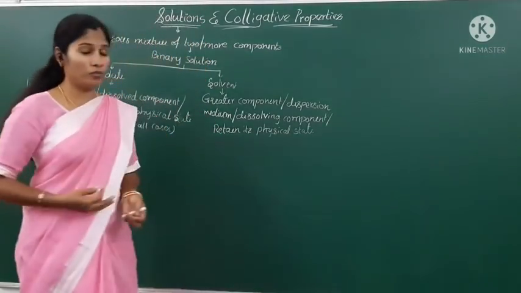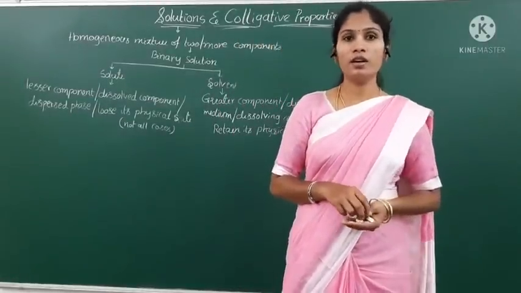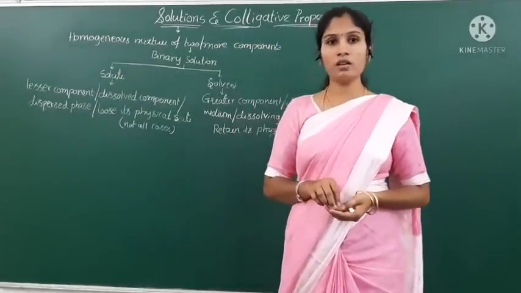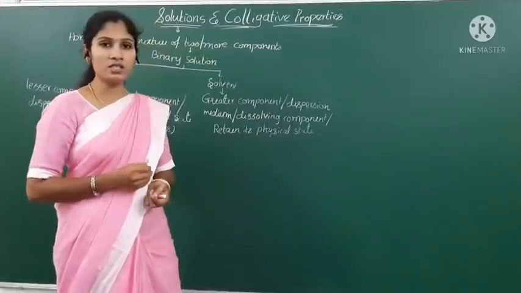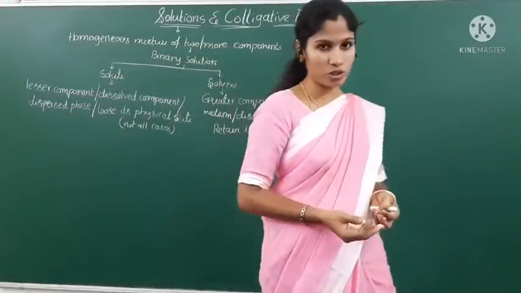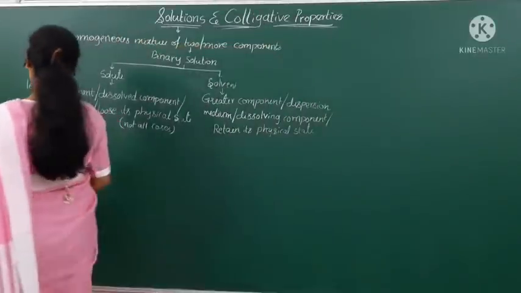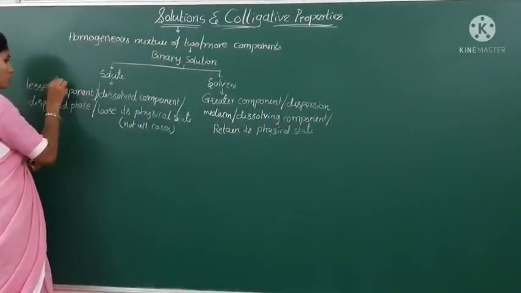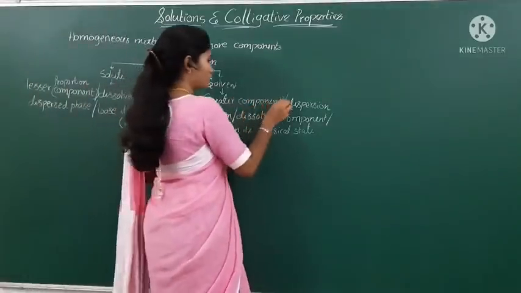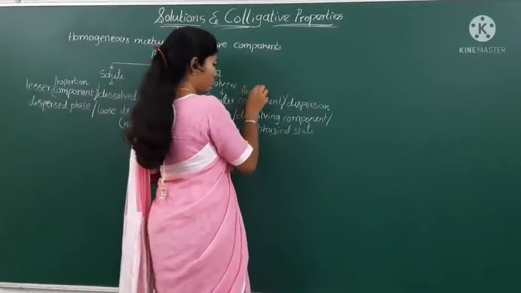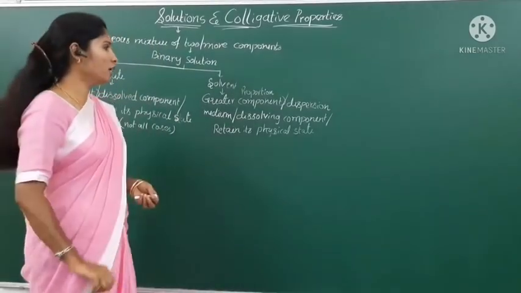Next, give some examples of a solution. Salt dissolved in water and sugar dissolved in water. These are the basic examples of a solution. In these, salt and sugar are present in a lesser proportion or lesser component. Here we can write lesser proportion also, lesser component or lesser proportion, and for the solvent, greater proportion.